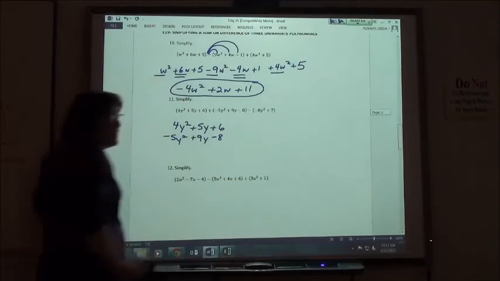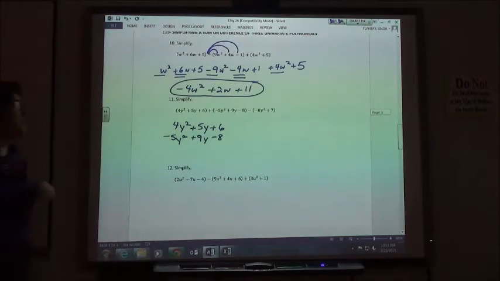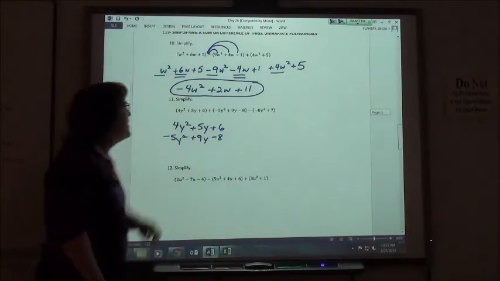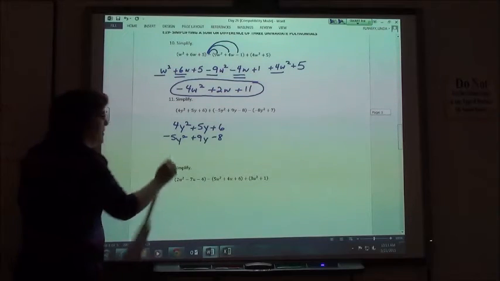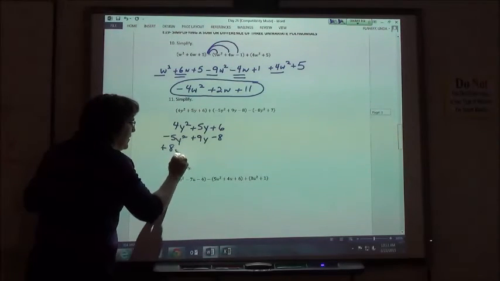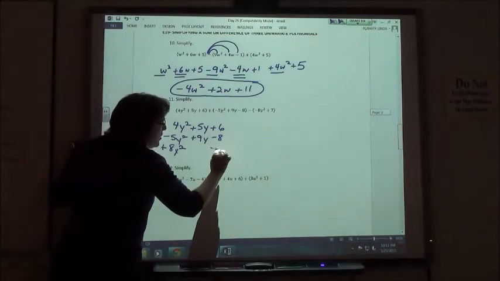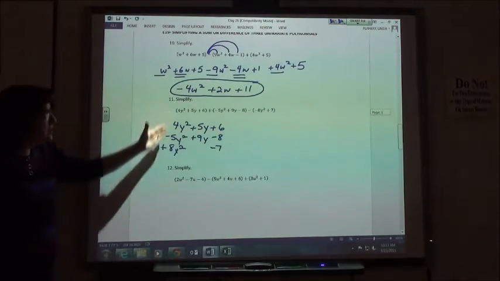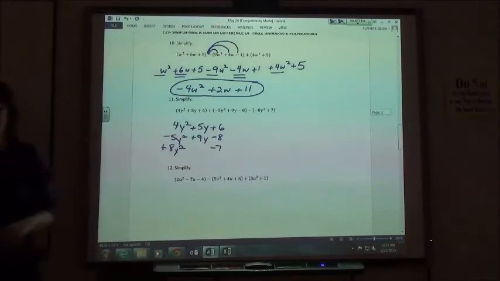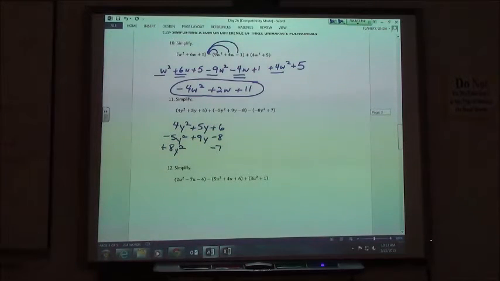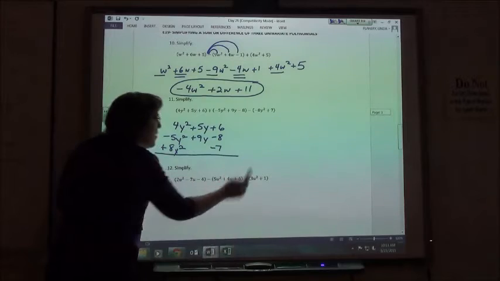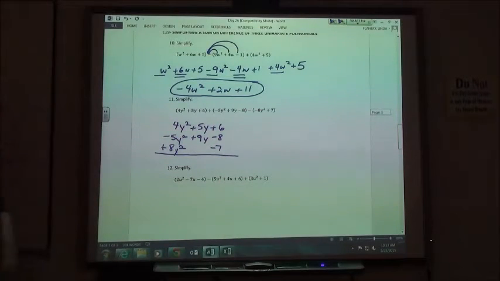This one has the minus in front, so I've got to do the opposite of those. So what am I going to have? Positive 8y squared and minus 7. And notice I'll put the minus 7 way on the end so that all their like terms line up nice and neat, since they didn't have any y's in the middle. And that way it's easier to see what goes together if you line them up that way.